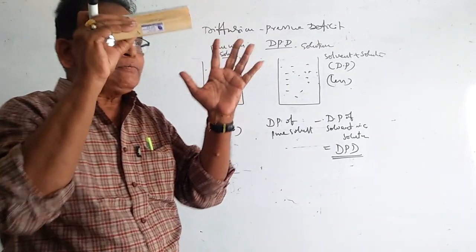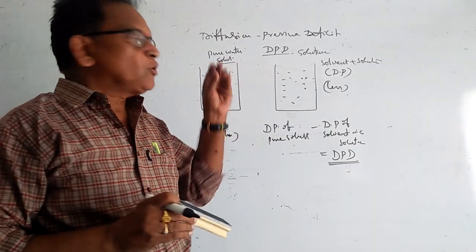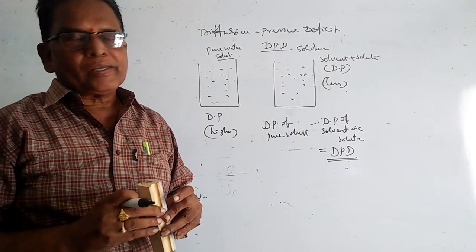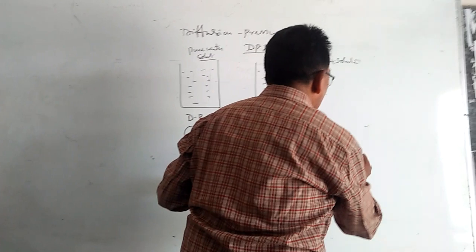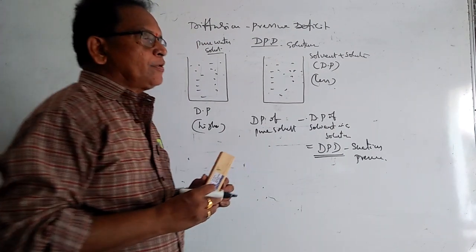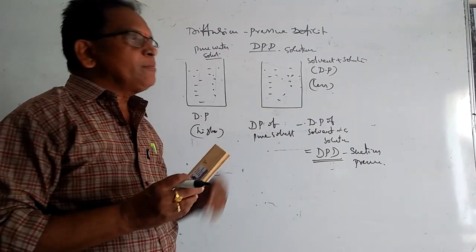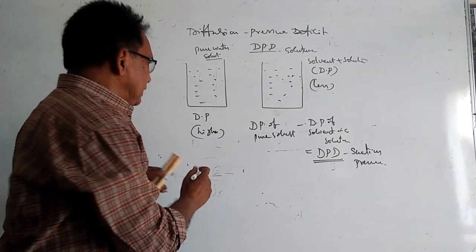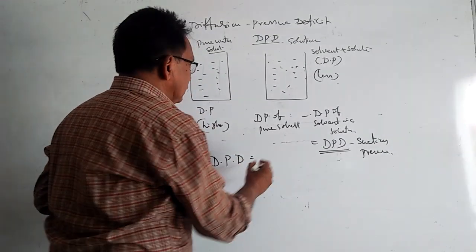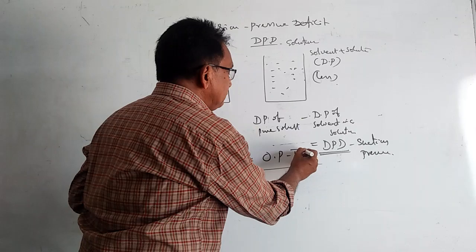First we have to calculate the diffusion pressure of pure solvent, and then the diffusion pressure of the solvent part of the solution. The difference between these two will give us DPD. And this DPD is also called suction pressure. Normally plants absorb water from the soil based on this phenomenon known as DPD. And DPD can be calculated: DPD is equal to OP minus T. This is the formula for the calculation of DPD.